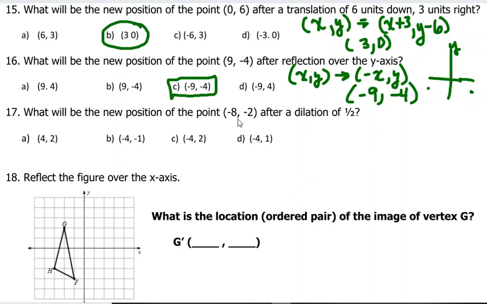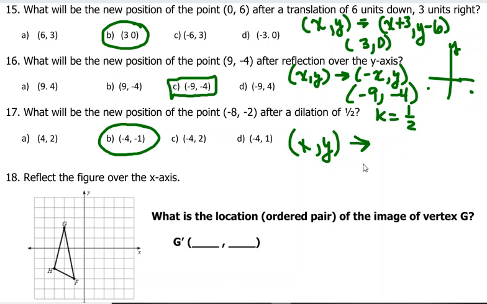What will be the new position of a point (-8, -2) after a dilation of 1/2? Remember, that means k equals 1/2, so we're going to multiply that factor times whatever our ordered pairs are. So negative 8 times 1/2 is going to be negative 4, and negative 2 times 1/2 is going to be negative 1. So (-4, -1) is going to be our answer there. Remember, we went from an ordered pair (x, y) to a new ordered pair that's your k value times x and your k value times y.